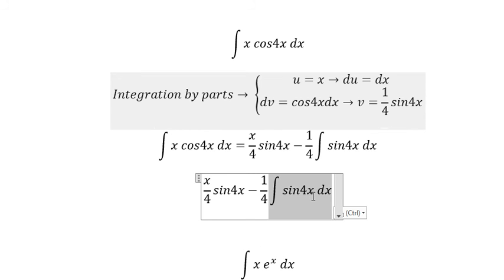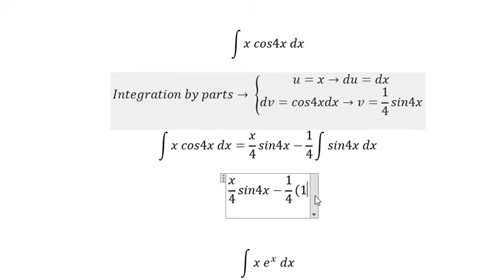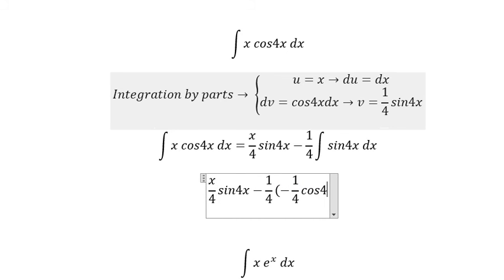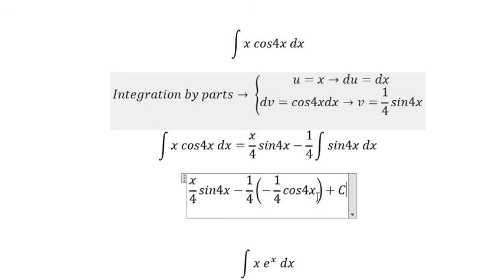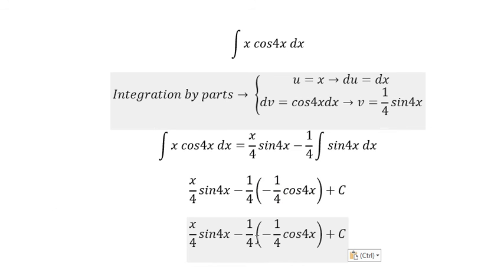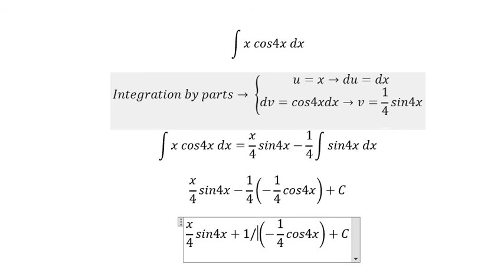So this one in here, we will go 1 over 4 with the negative cosine 4x plus c. Negative 1 over 4, negative 1 over 4, you go positive 1 over 16.